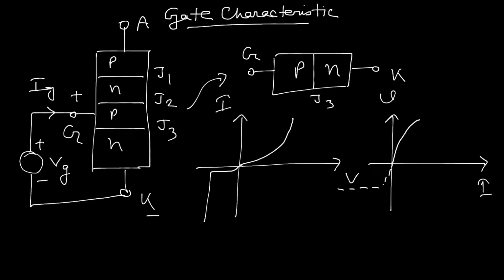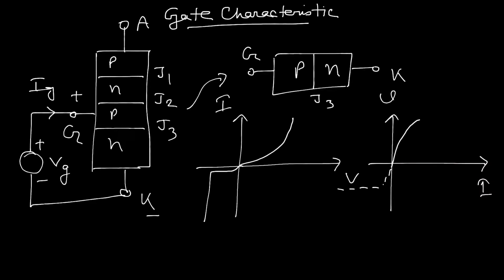So we can conclude that the gate characteristics of an SCR are similar to diode characteristics, as the junction J3 is behaving like a PN junction, where gate is connected directly to the P layer and K is connected directly to the N layer. Just similar to this diagram. That is why we can say this is actually the gate characteristics of the SCR.